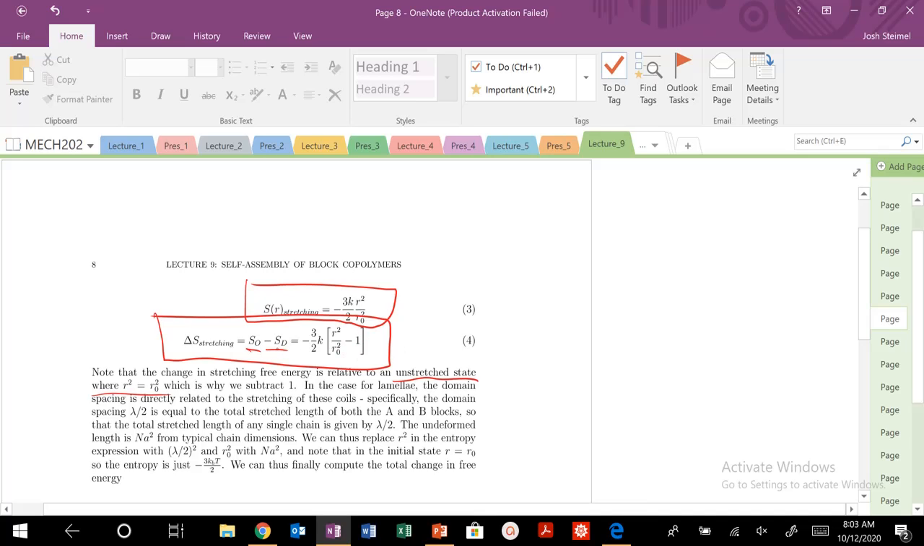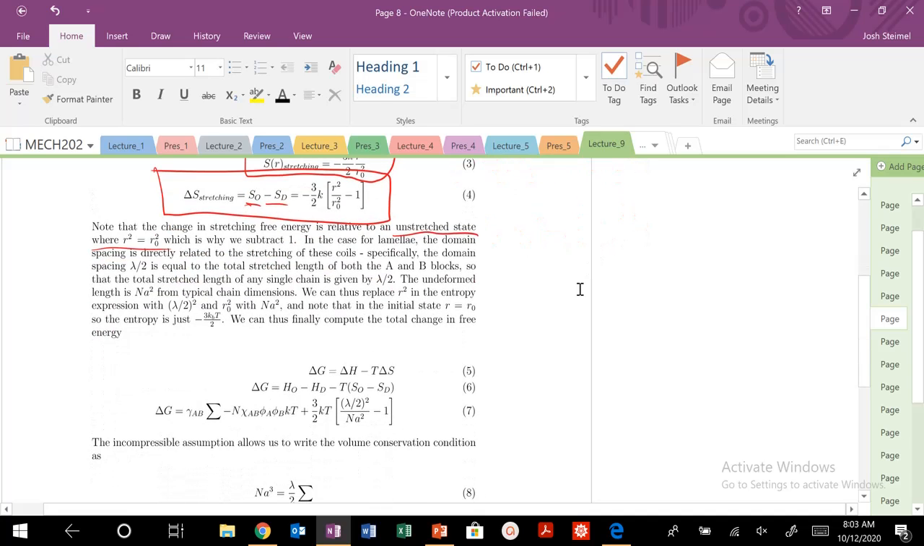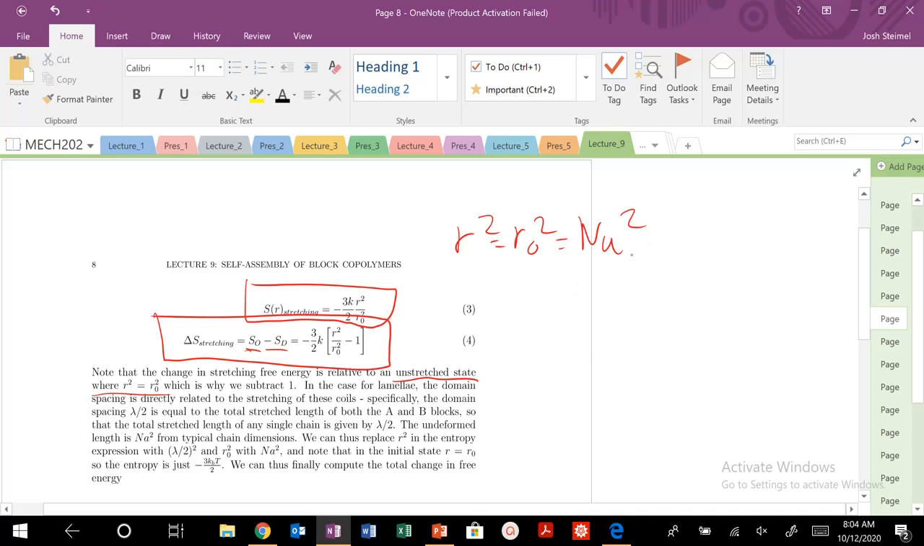So you could see that if our ordered state was completely unstretched, so if R squared was equal to R naught squared, which is equal to basically NL squared in our old format, or NA squared in our new format, or lambda over 2 squared, then our delta S of stretching would be equal to 0. There would be no change in stretching because this value would just be 1. If this is the case, we don't have to deal with it. But we know that this R, we are going to be stretched.